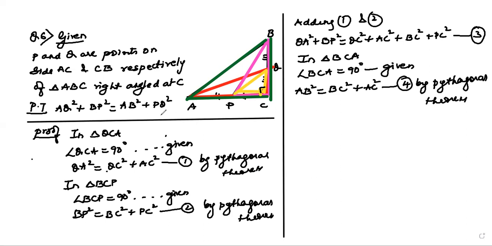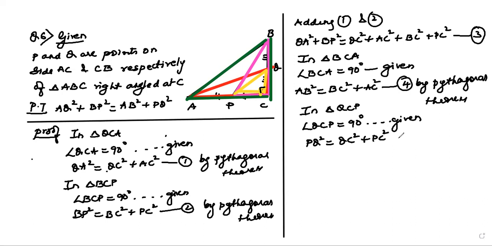What is that? PQ square. Look for PQ. PQ is a yellow segment. So in triangle QCP, angle QCP equals 90 degrees, given. So what will it be, children? PQ square equals QC square plus PC square. What's the reason, children? By statement number 5, by Pythagoras theorem.